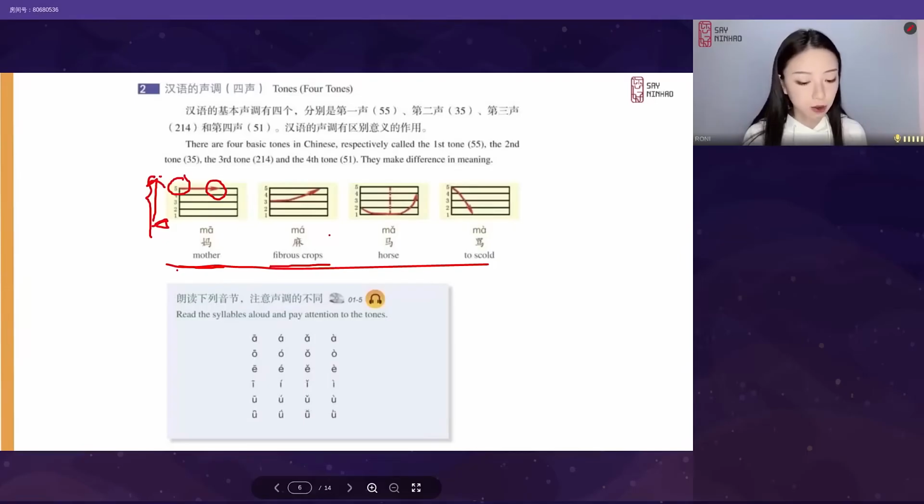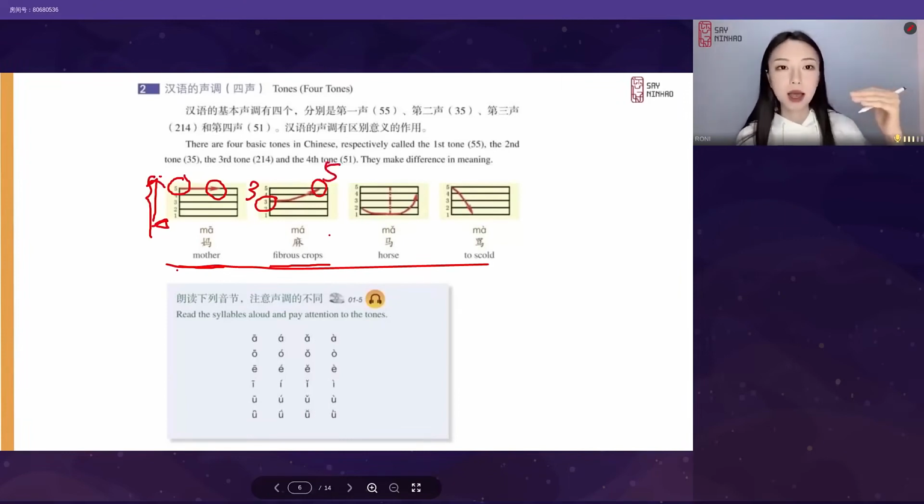Let's see second tone, which is ma. Okay, it started at pitch 3, and it ended at pitch 5. From ma to ma. So we should change the pitch, right, when we read it. So it is ma, ma. The pitch is rising up from 3 to 5. Ma, ma. This is second tone.